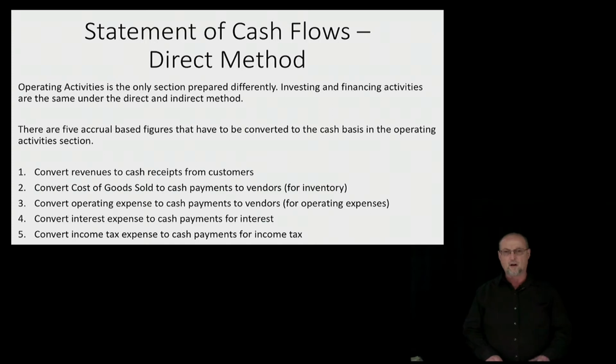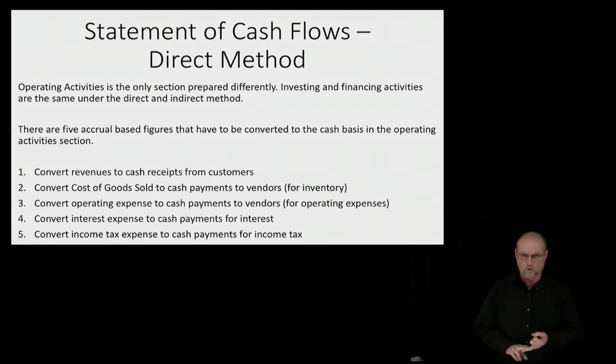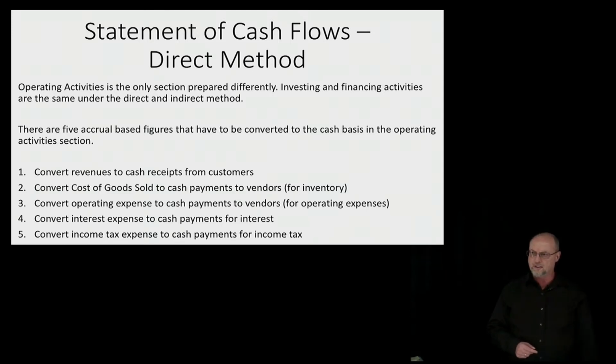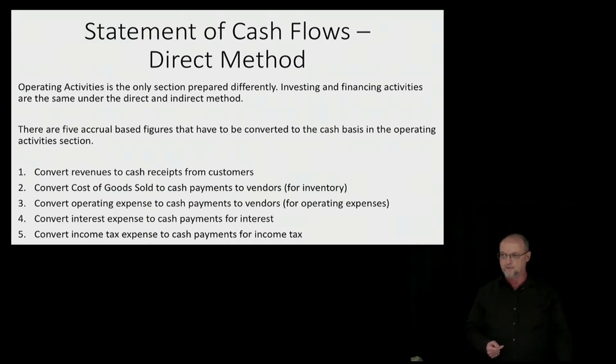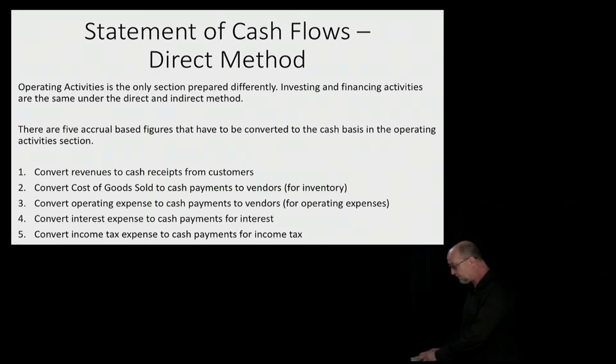Now, it's possible on an exam that instead of seeing one number called operating expenses, you might see salaries expense, or wages expense, utility expense, insurance expense. Those are all operating expenses. And so we'll do an example which I think you'll see can address that. Then we have to convert interest expense into cash payments for interest and convert income tax expense to cash payments for income tax. And you'll see patterns develop here. So hopefully this is something that you'll find to be manageable. All right, so let's take a look at converting revenues to cash receipts from customers.